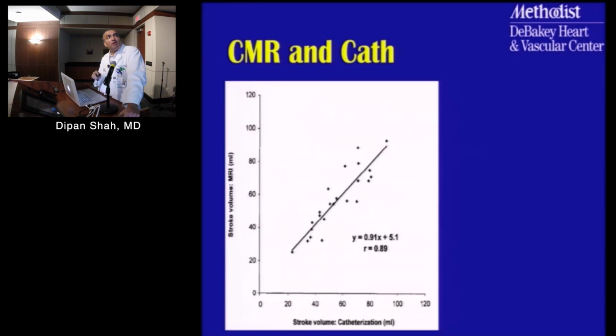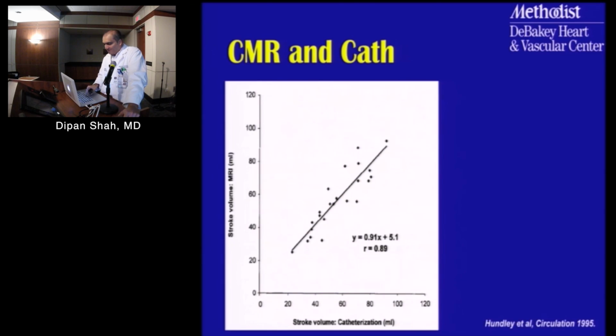This is showing correlation to cath. Both of these studies are fairly old, 15, 20-year-old studies. This was a publication in Circulation in 1995. Again, this is looking at the stroke volume average between thermodilution and FIC, compared to the stroke volume derived by CMR. It looks like a reasonably good correlation. Again, maybe not perfect, an R value of 0.9 or so.